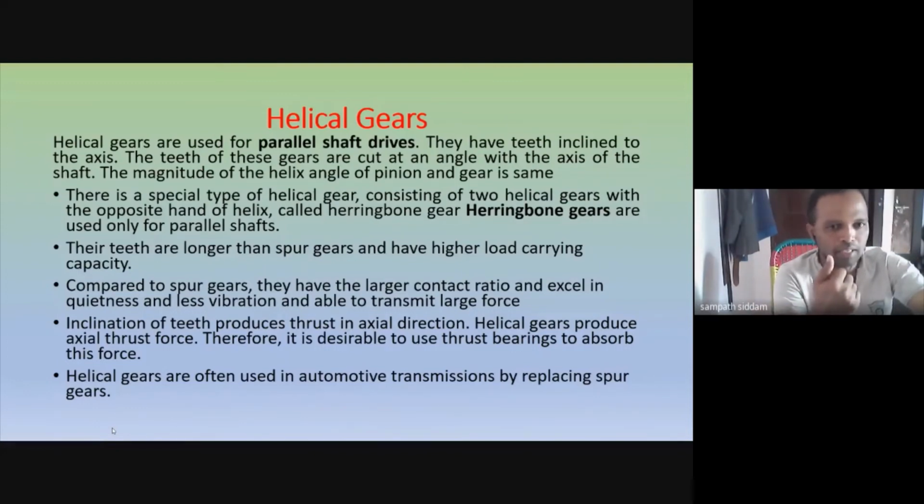And next, helical gears are often used in automotive transmissions by replacing spur gears, because when you use spur gears in automobiles, there is a noise problem which comes up all the time when you're changing gears in your gearbox. If you get noise, that will be a huge inconvenience to you. That's why you change from spur gears to helical gears. Most of the gears which you are using right now in all automobiles are helical gears itself. Okay, so these are about the helical gears.